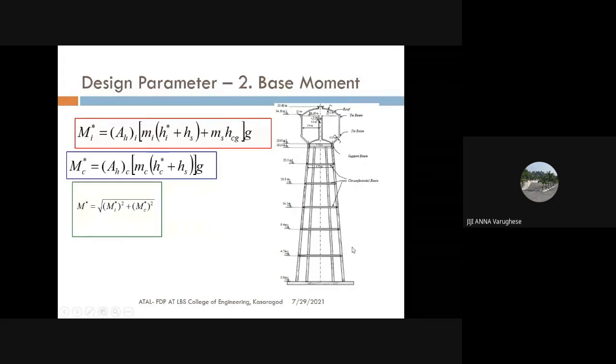And since we are calculating at the footing level, we have to consider the effect of the hydrodynamic pressure which is acting on the base slab. So this equation contains HI star and HC star. Then overturning moments are to be calculated separately for the impulsive mode and convective mode. Then the net overturning moment is obtained by the square root of MI star square plus MC star square.